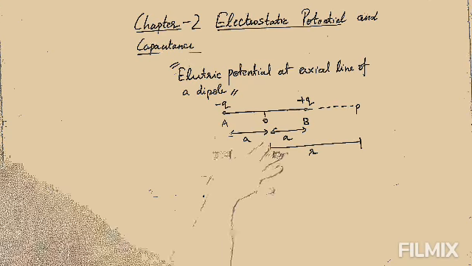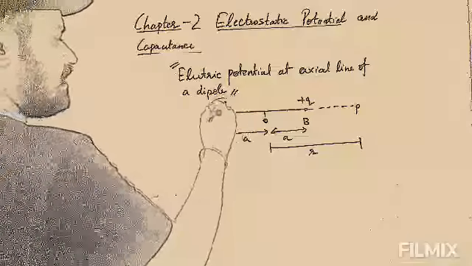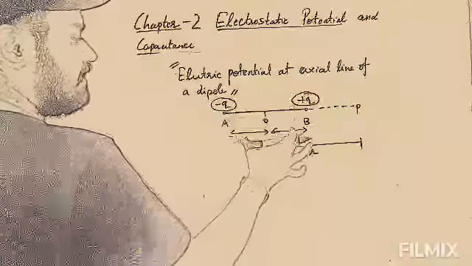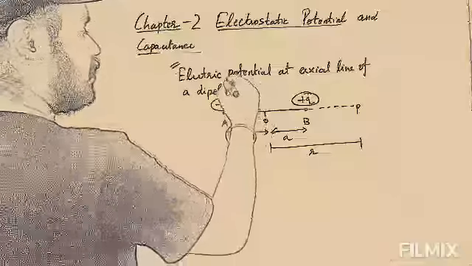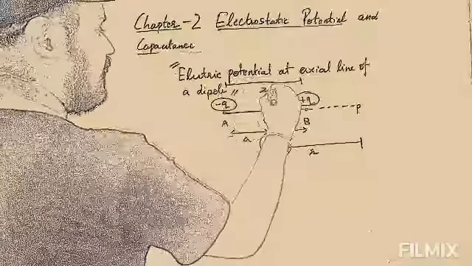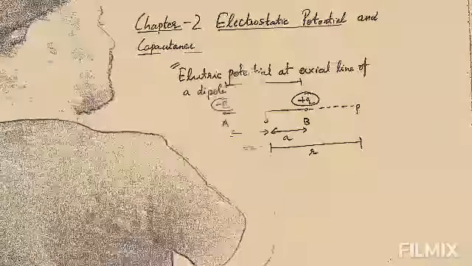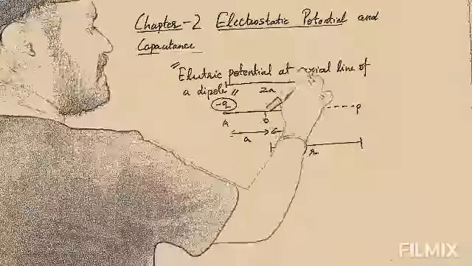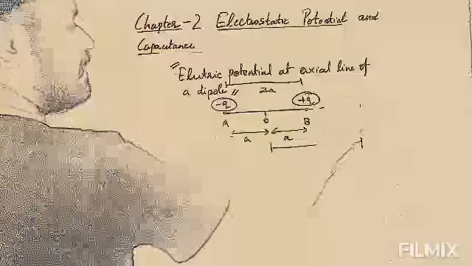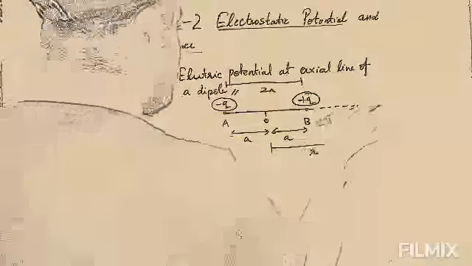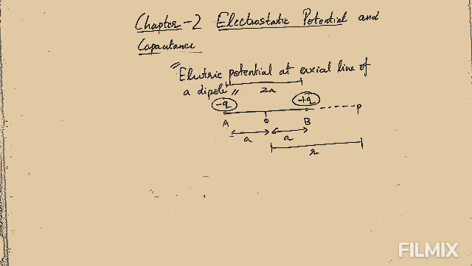This is a dipole having two charges, one is the minus charge and the other is the plus charge, separated by a finite distance, 2a. From the center it will be taken as a, and we have to find the electric potential at point P on the axial line. Axial line means the extended line of the dipole. Point P is at a distance r from the center of the dipole.